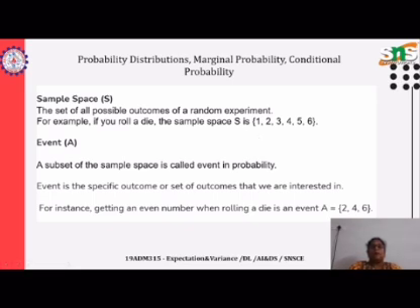S is 1 2 3 4 5 6. Similarly, when you flip a coin, the sample space is H, T, either head or tail: S equals, within curly brackets, H, T. This is what we call the sample space. It covers the possible outcomes when you perform any event or action. An event A is a subset of the sample space.